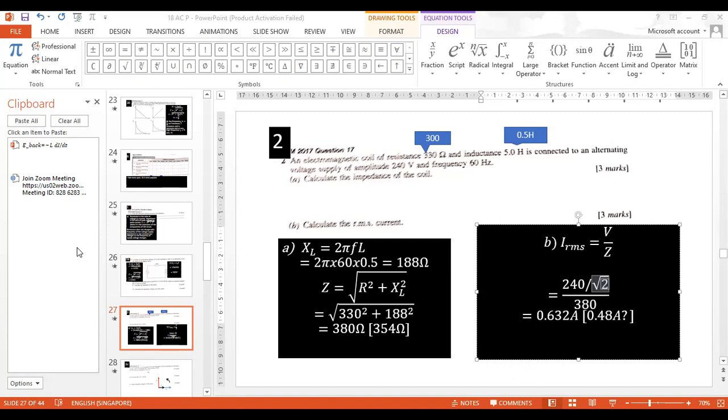632 divided by root 2, 4.47. 0.447. Okay, the answer is different because of that value here. It doesn't matter as long as you know how to calculate it. Any comment?